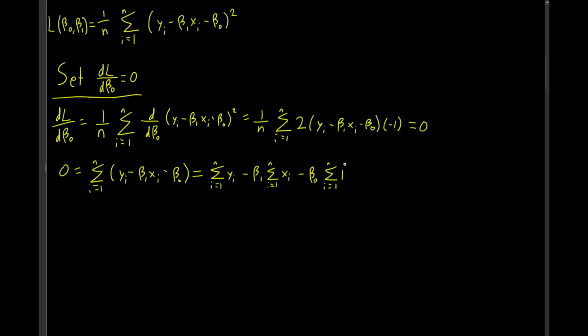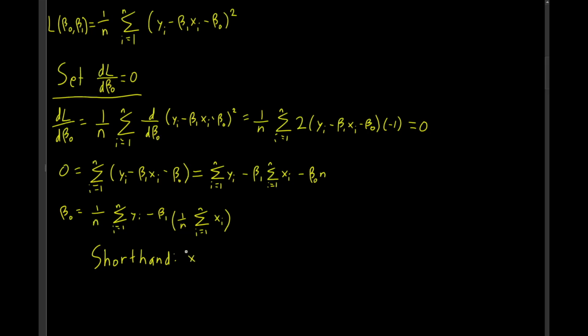The last term here is just n, so I'll replace that with n. If we solve for beta 0, we get beta 0 equals this. To make this easier to understand, let's define some shorthand. Let x bar be the average of x, so it's the sum of the xi divided by n. Y bar is the average of y.